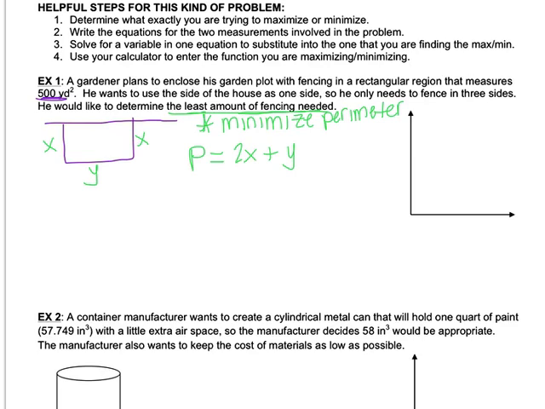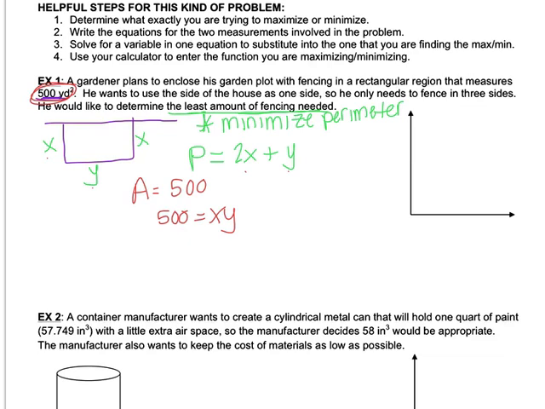However, if you look at the problem, we were told extra information that's going to help us. We were actually told the area. He wants the area to be 500. Luckily, we know the formula for area of a rectangular shape, which would be x times y. So we have this additional equation here: the area, 500, equals x times y. That is going to be our key, because if we can solve for x or y, we can plug it in to our perimeter function so that we will only have one variable.